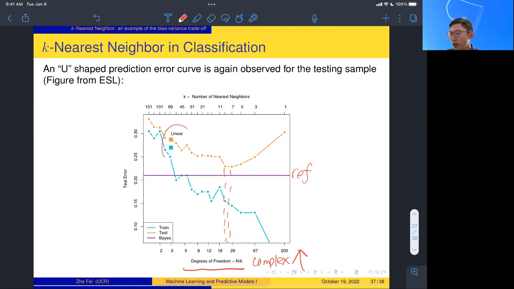In addition, we also mark the testing error from the linear model. We do see the linear model is a rather simple model, because it corresponds to degrees of freedom 3. It's a simple model, but the testing error, compared to the optimal ones, is inferior. It is worse than the best KNN model.